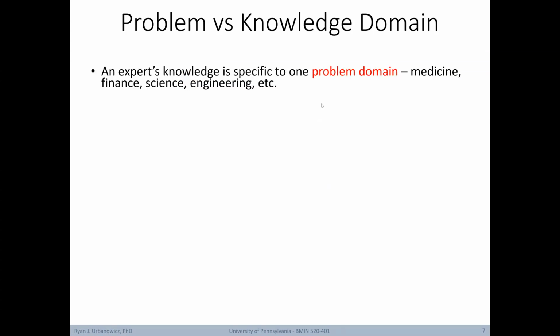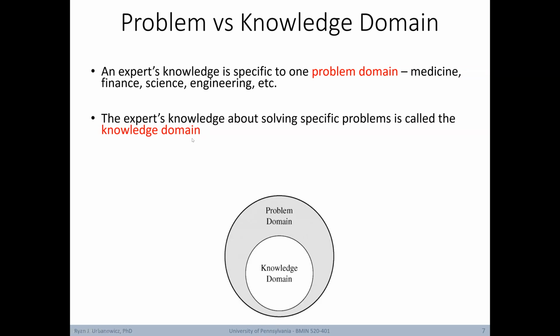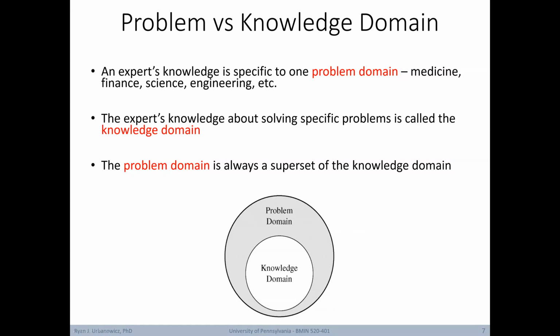We'll start our discussion of the knowledge base by first identifying the difference between a problem and a knowledge domain. Typically, an expert's knowledge is specific to one problem domain, for example, medicine, finance, science, or engineering. The expert's knowledge about solving specific problems is called the knowledge domain. So just to clarify, the problem domain is always a superset of the knowledge domain.